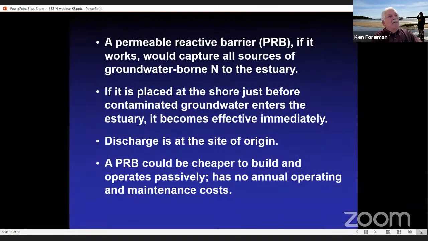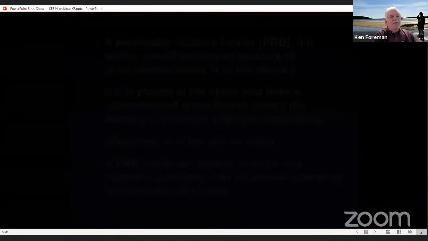If effective, it would capture all sources of groundwater-borne nitrogen borne to the estuary. If you placed it right at the shore, it would become effective almost immediately. The discharge is at the site of origin, and a PRB would be cheaper to build and operate passively. It has no operating or maintenance costs.